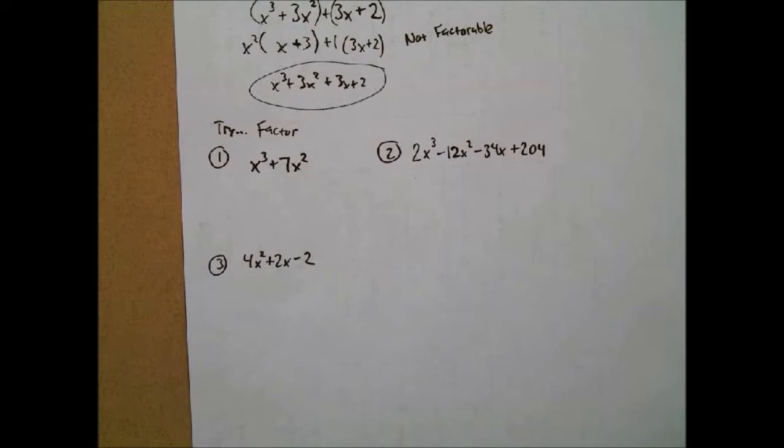Number 1 looks good. Number 2 will be a 2x squared. Sorry, number 3. Sorry, it'll be a 2x squared there. Oh, we'll pull the 2 out right, and then you can factor that quadratic. Okay, so try and factor that quadratic.